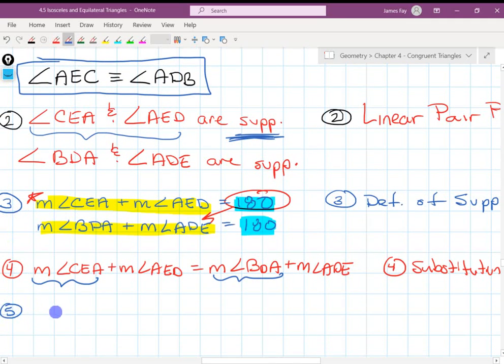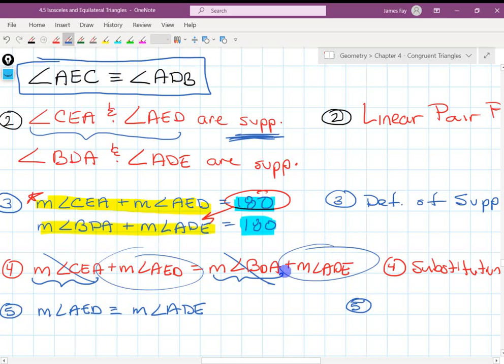Take them out. So that's going to leave me with the measure of angle AED equal to the measure of angle ADE. So I took that one out because up here it says they're the same. And that leaves then that one equal to that one.